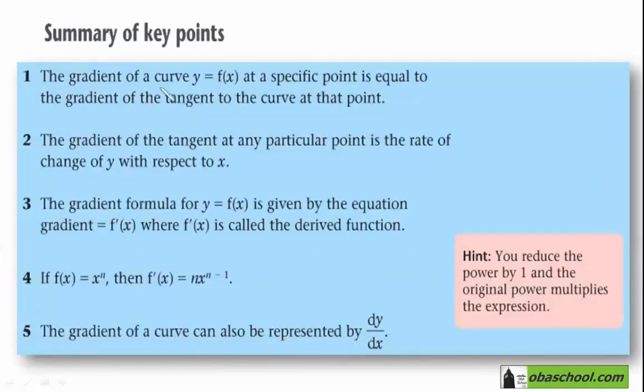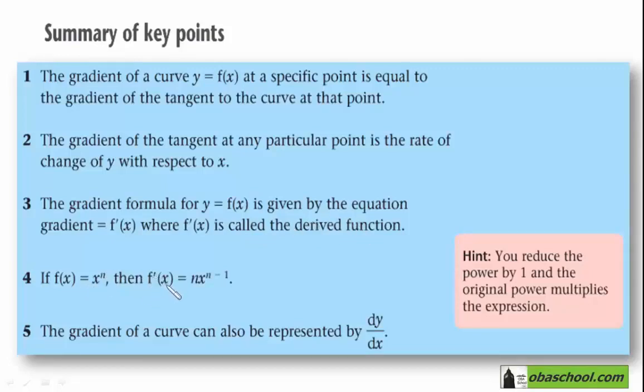The gradient of a curve y = f(x) at a specific point is equal to the gradient of the tangent to the curve at that point. So now we know that the gradient for any curve is the same as the gradient at a point. The gradient of the tangent at any particular point is the rate of change of y with respect to x. Also, the gradient formula for y = f(x) is given by the equation gradient = f'(x), where f'(x) is called the derived function.